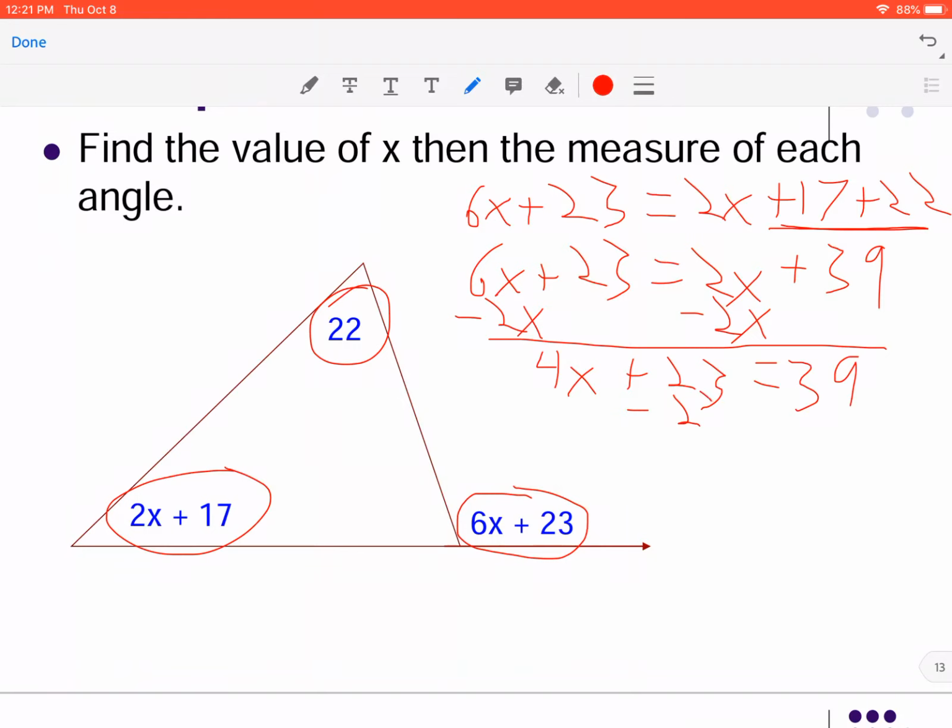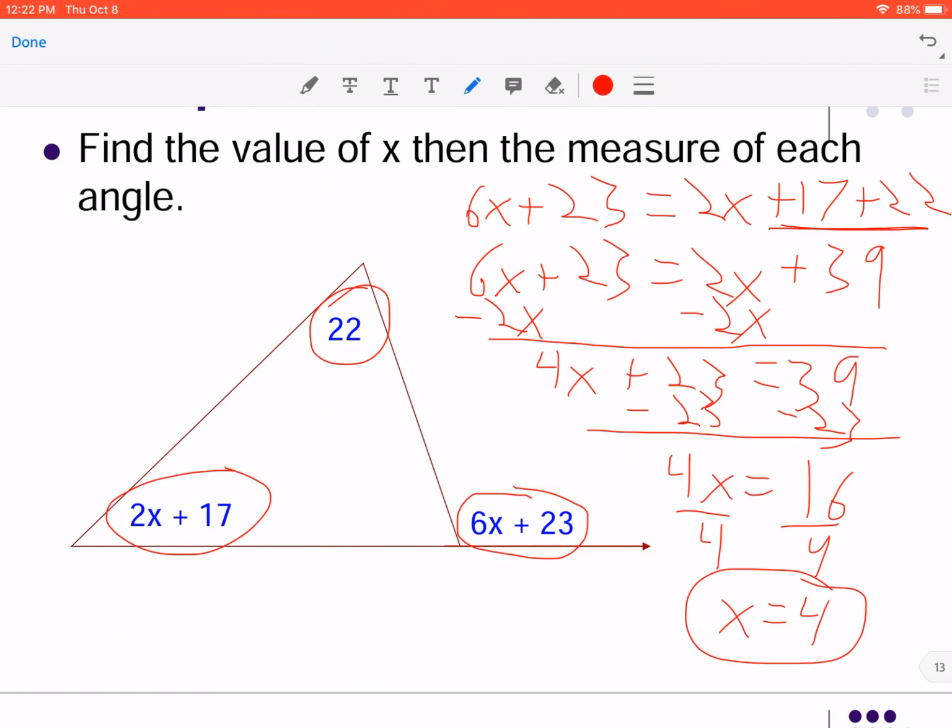Move the 23. So 4x is equal to 16. Divide by 4. X is equal to 4. Is that all it asked for? No. Find the measure of each angle.